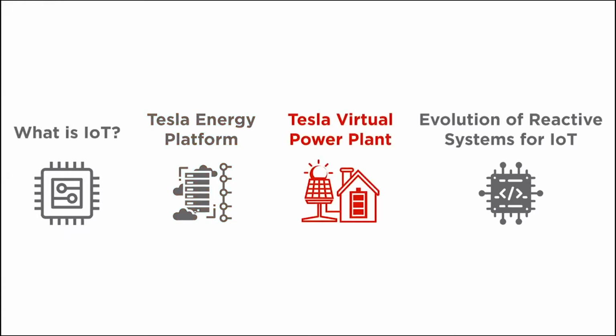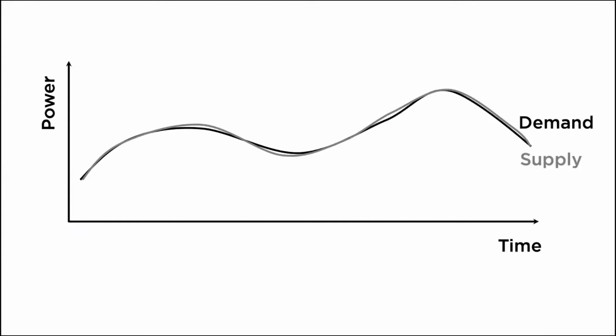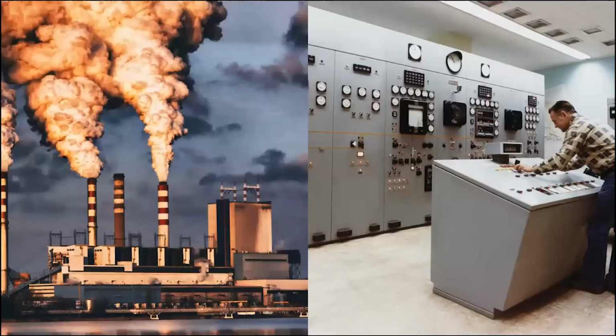Okay, next I'll describe the Tesla virtual power plant, and this builds on top of the Tesla energy platform. So before I dig in, let's review how the grid works, including the roles that batteries play. Supply and demand have to match in real time, or else the frequency deviates, which can damage infrastructure and lead to blackouts. The grid cannot store energy. So to put this in software terms, the grid has no persistence.